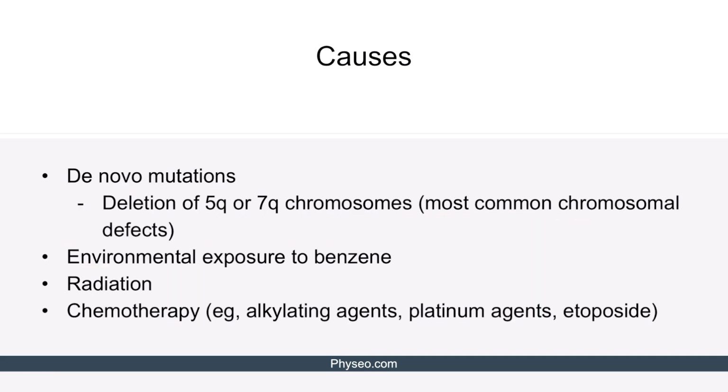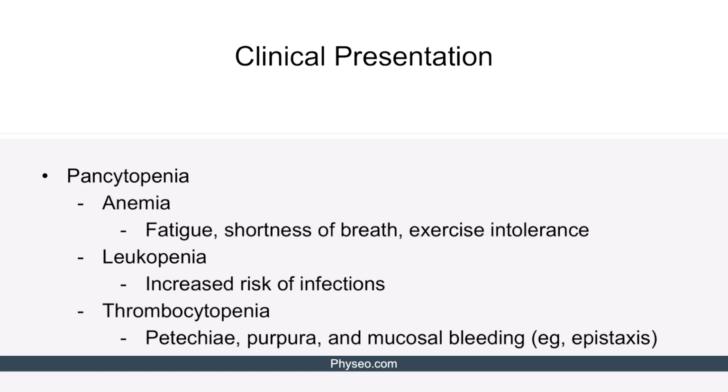Myelodysplastic syndromes are commonly caused by de novo mutations. The most common chromosomal defects include deletion of 5q or 7q chromosomes. However, please keep in mind that there are many more rare chromosomal defects implicated in the pathogenesis of the myelodysplastic syndromes. Additionally, environmental exposure to benzene, radiation, and chemotherapy like alkylating agents, platinum agents, and etoposide have been shown to induce myelodysplastic syndromes.